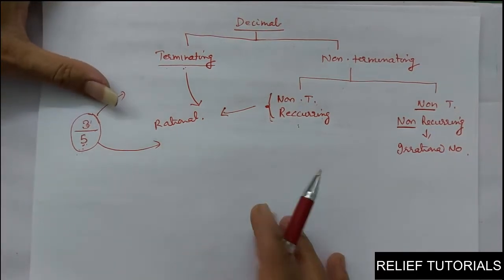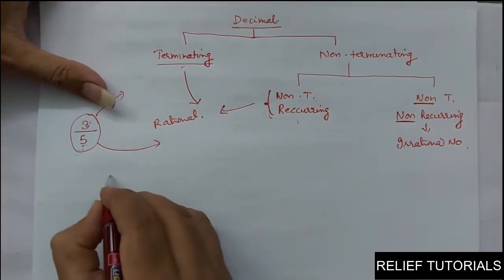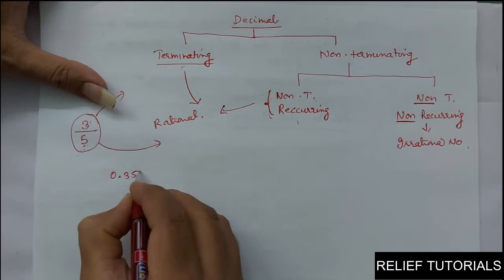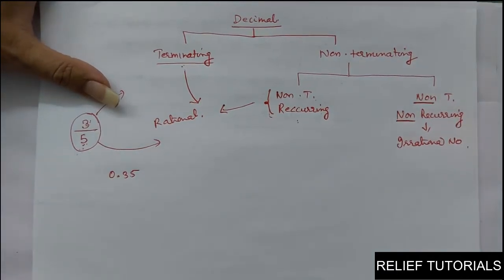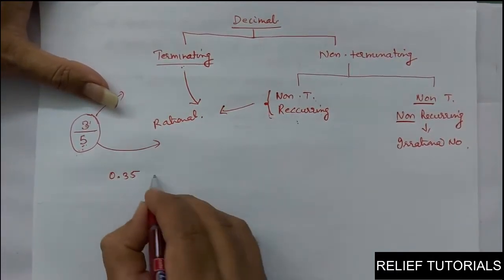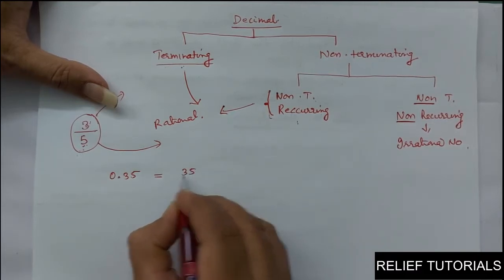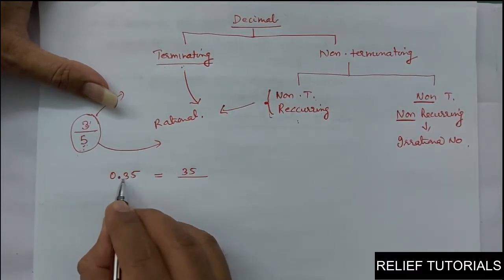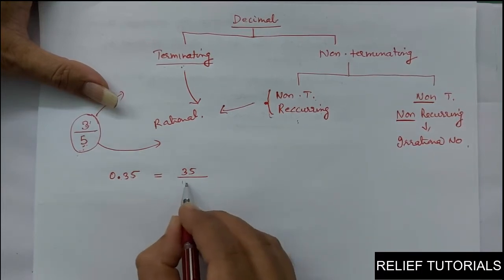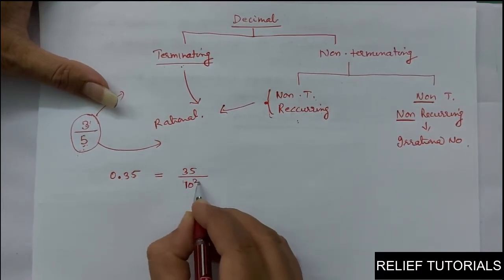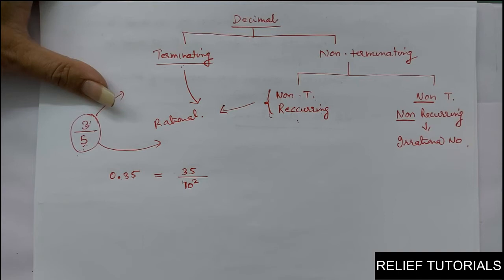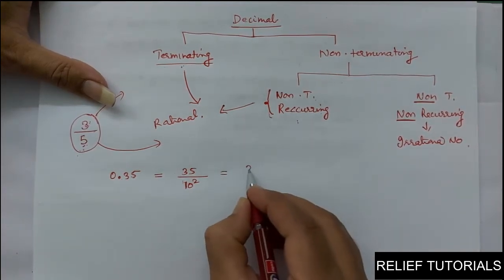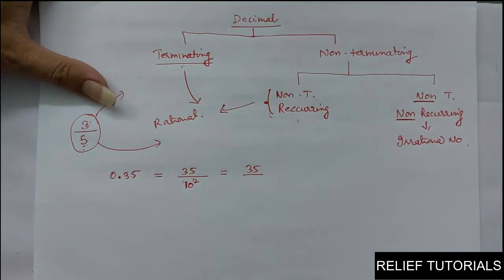Before that, I have to explain one thing. Suppose I say this is 0.35. What type of decimal is it? Terminating decimal. So I can write 0.35 as 35 upon, how many digits are there after the decimal? 2 digits. So you multiply by 100, that is 10 raised to 2. So this equals 35 upon 10 raised to 2.